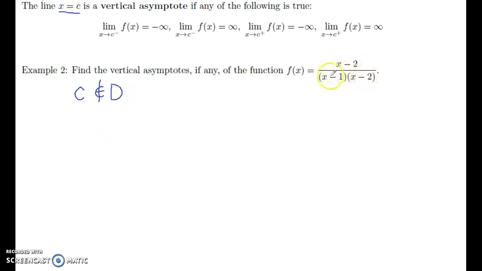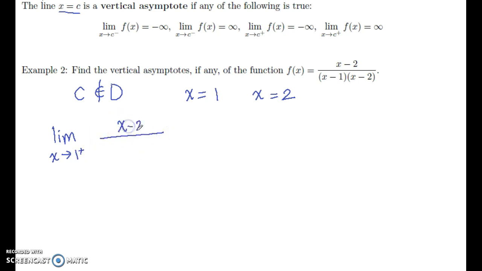So the denominator cannot be 0. So either x equals 1 or x equals 2. Those numbers, 1 and 2, are the c values that we are considering. So first we look at the limit as x approaches 1. From the left or right, either way is fine, but if we do it from the right, it's easier to see what's going on.